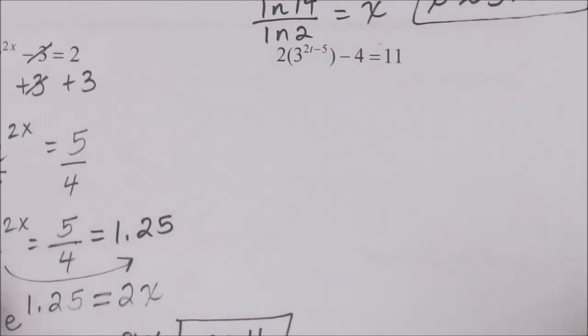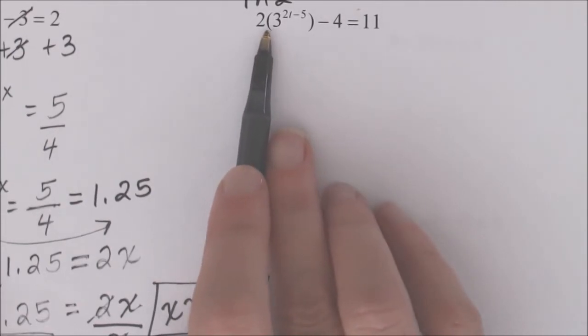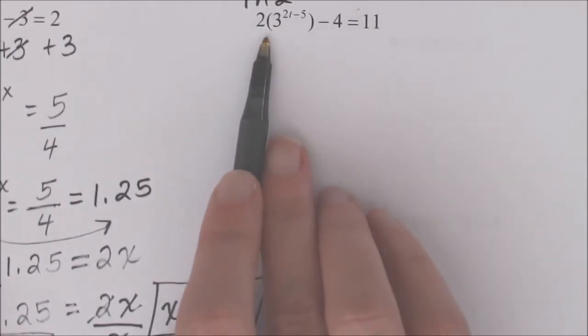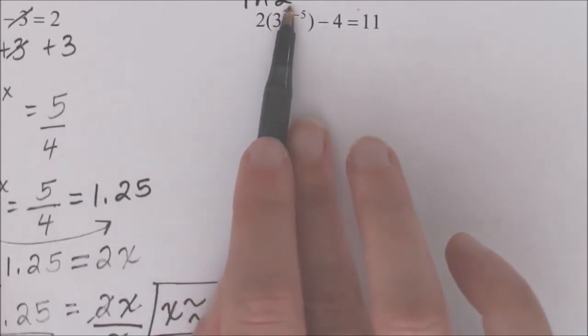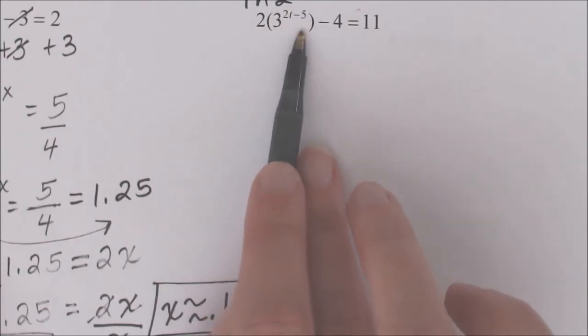Okay, let's take a look at the last one on this first page. So we've got 2 times 3 to the 2t minus 5, minus 4 equals 11. So same idea as the last question. I've got to isolate the exponential, the 3 raised to the 2t minus 5. I've got to get that by itself.